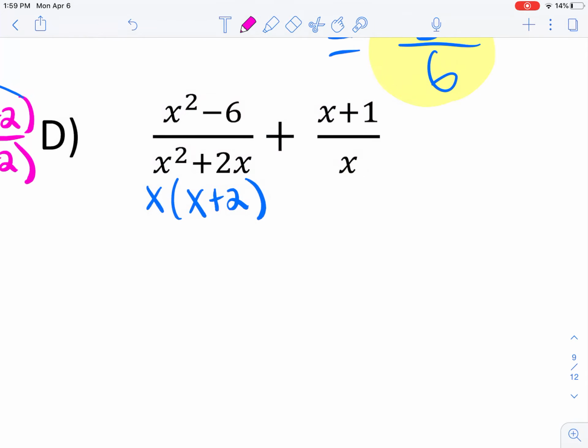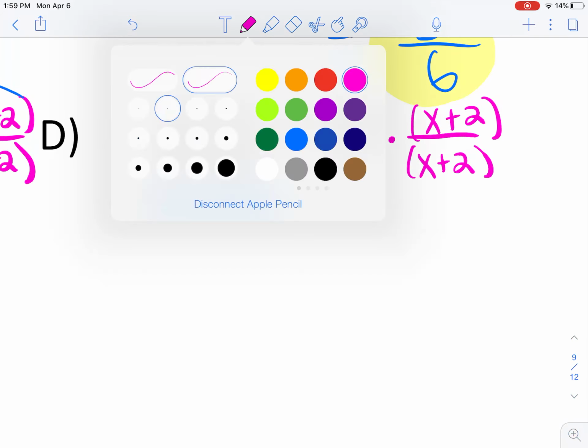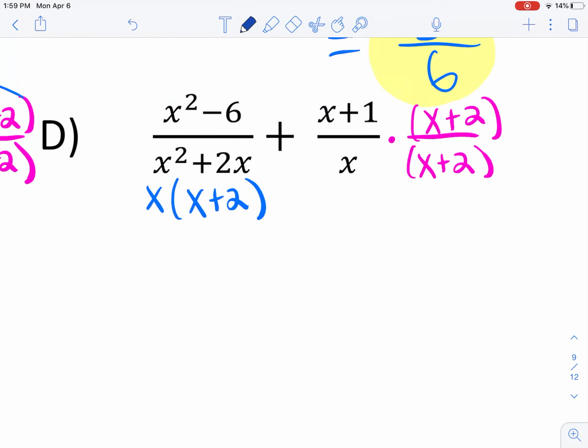This helps us to see what we need to multiply that second rational expression by to gain our common denominator. Both of our denominators have a factor of x already, but the first one has an additional factor of x plus 2. So to force them to have a common denominator, we need to multiply the second rational expression by x plus 2. And when we do that, you'll see that they have the same denominator.